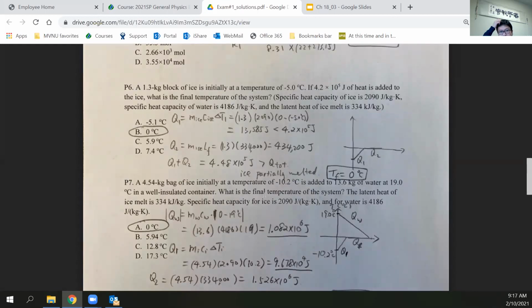Number 6, you have a block of ice and you are adding heat to it.